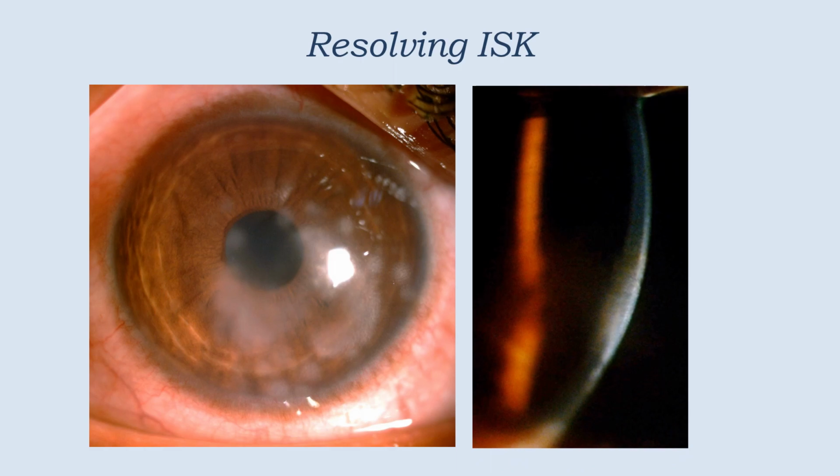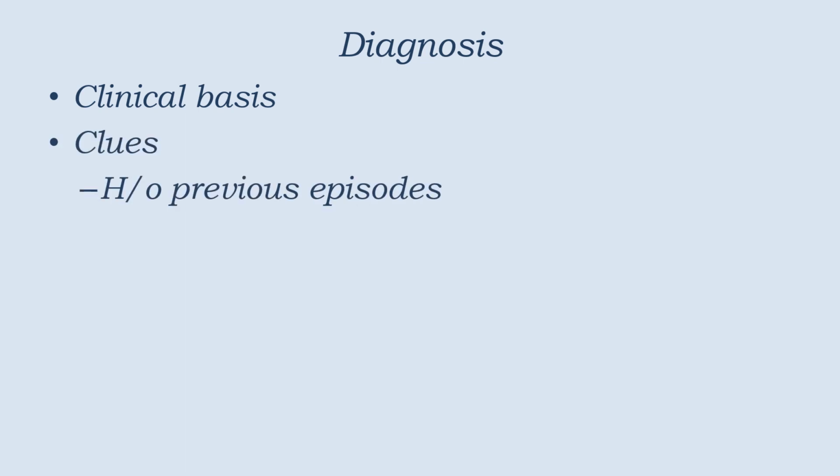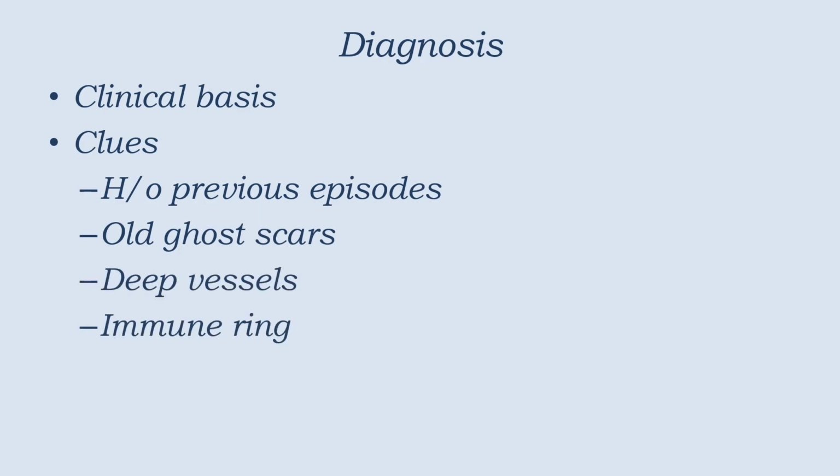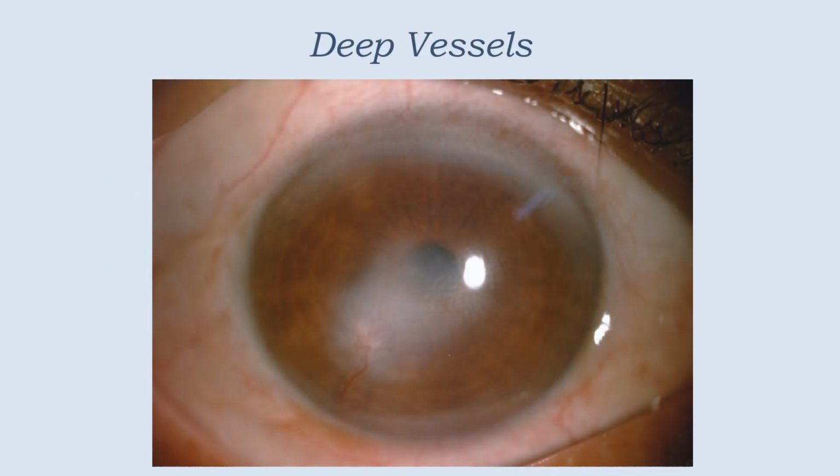Major problem with immune stromal keratitis is of recurrence. We will take up this topic later. One very important thing to note is that it is totally a clinical diagnosis. No lab tests are available, so we have to pay close attention to history. Rather, we must ask a leading question about previous episodes. Other helpful clues are the presence of ghost scars, deep vessels, immune ring, and most important is the presence of concomitant endothelial disease.